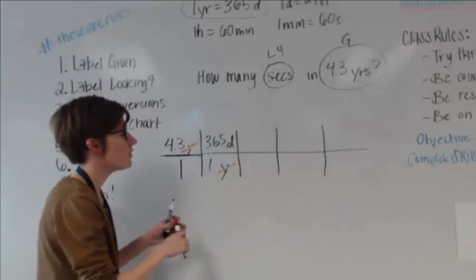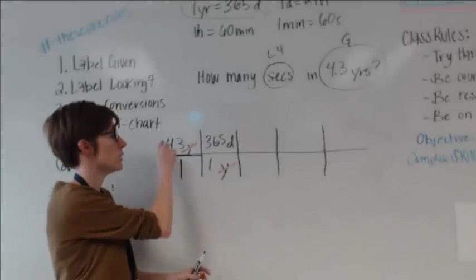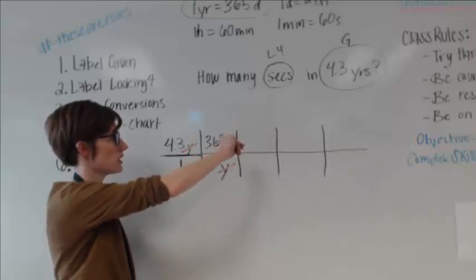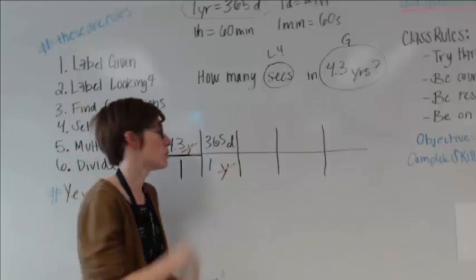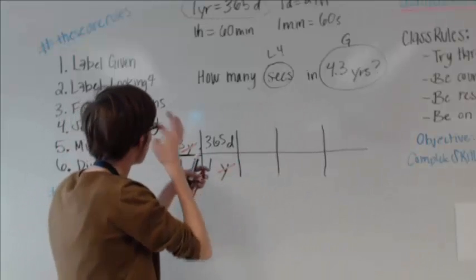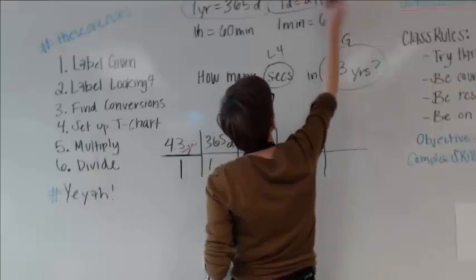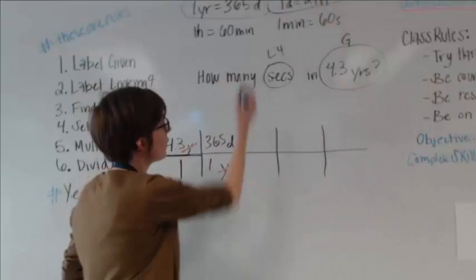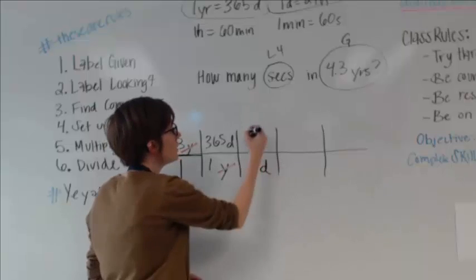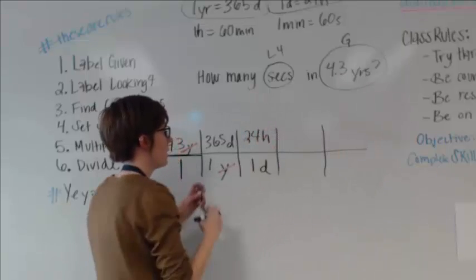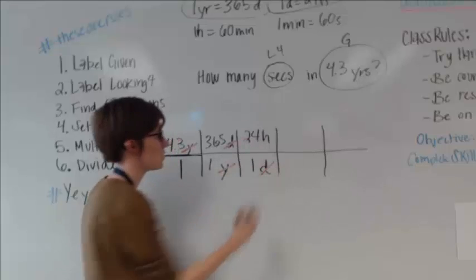So now, if I just stopped here and you just multiplied across, multiplied on the bottom and divided, your answer would be in days, because that's the unit that you have. But we don't want days, we want seconds. So let's keep going. The next one we're going to use should have days in it. So 1 day equals 24 hours. So 1 day on the bottom, 24 hours up top, and then just cancel out your days.